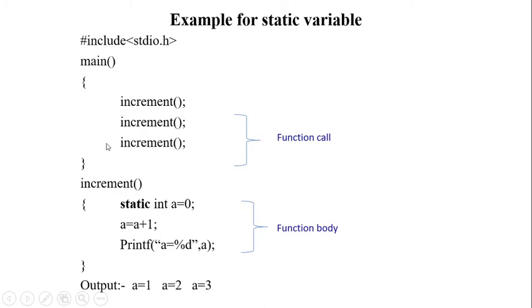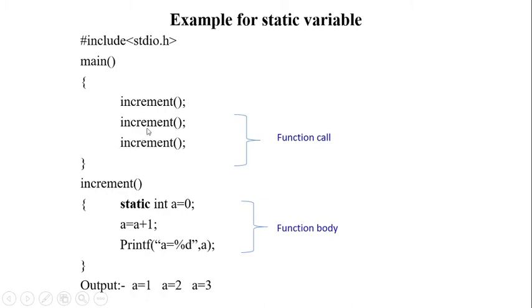Here main is a block, increment is another block, and during execution, the first increment call will execute, then the control switches here, then A will be declared as a static int variable and it is initialized as 0. In the case of a static variable, there is no need for this initialization because the default value of a static variable is 0. A is equal to A plus 1, so A will be incremented by 1, print A is equal to 1. So that is the first answer, A is equal to 1.